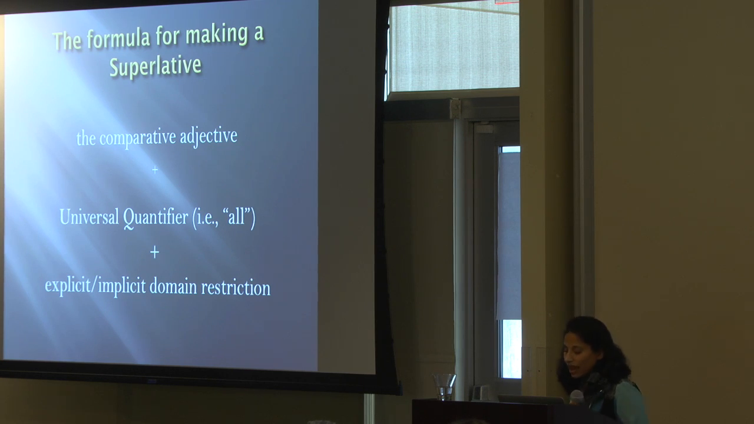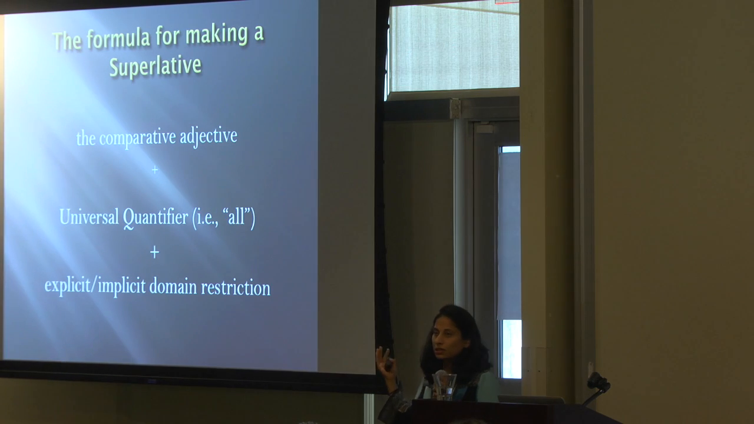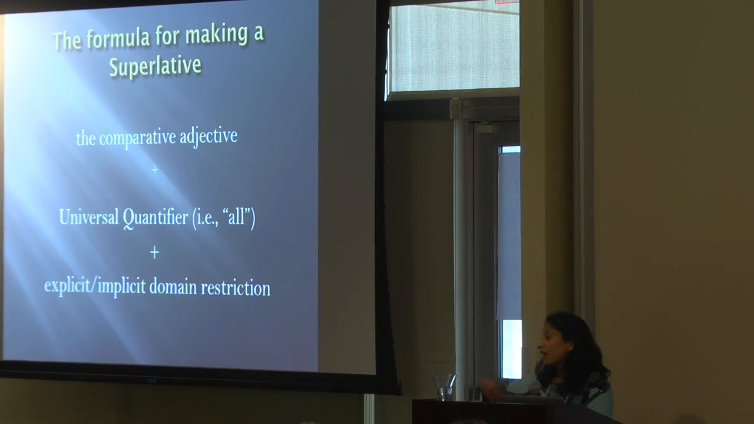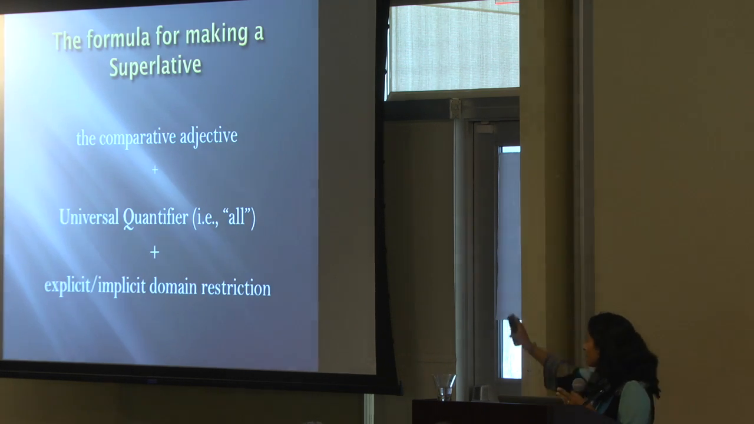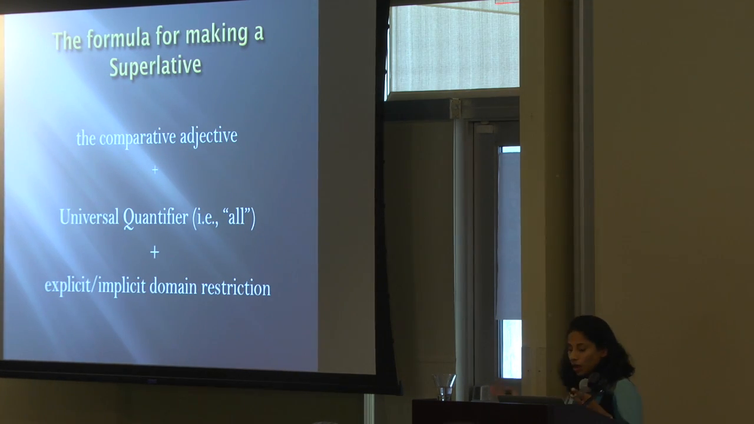Now, we could say something like, Kate is the best student. And I might implicitly mean in my class currently, right? That would be the domain. Among whom is she the best student? And that could be implicit. I don't necessarily need to say it, or I could say it explicitly. Okay, so this seems to be how you construct a superlative degree adjective.